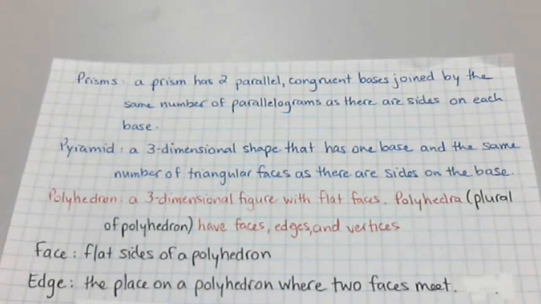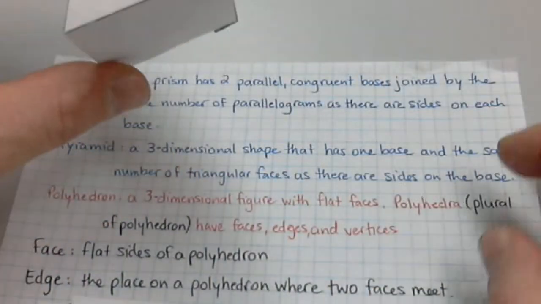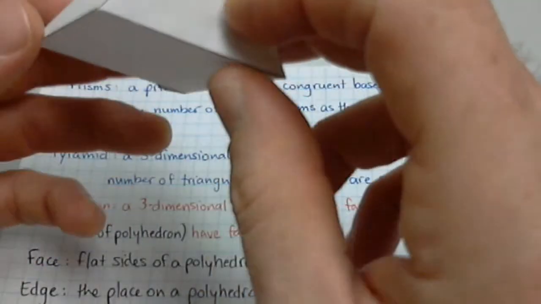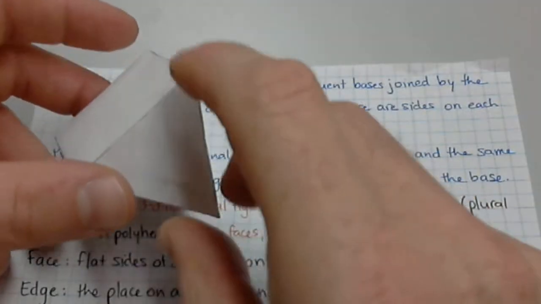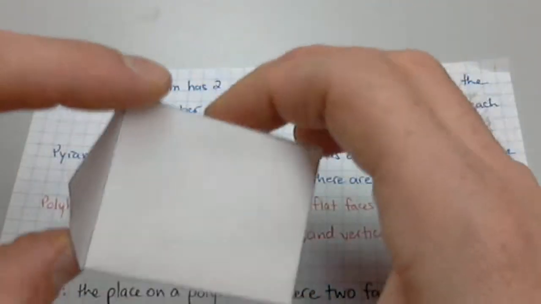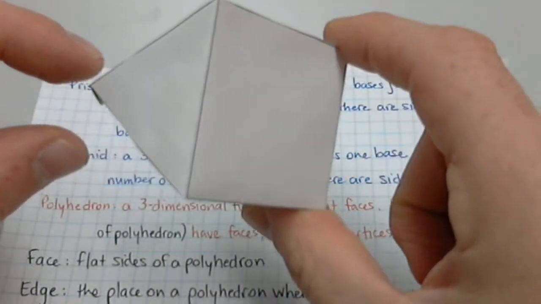Prisms are three-dimensional figures. They have two parallel and congruent bases, and they're joined by the same number of parallelograms as there are sides on each base. What I have here is a prism. If I look at the definition, again, it's got two parallel and congruent bases. In this case, they're triangles that are the bases, and then they're joined by three rectangles, because triangles have three sides, obviously. So this is what makes a prism.